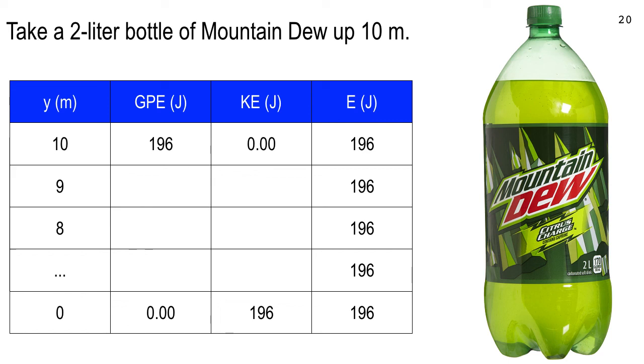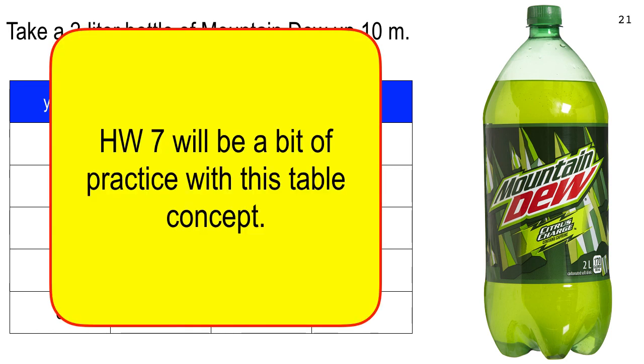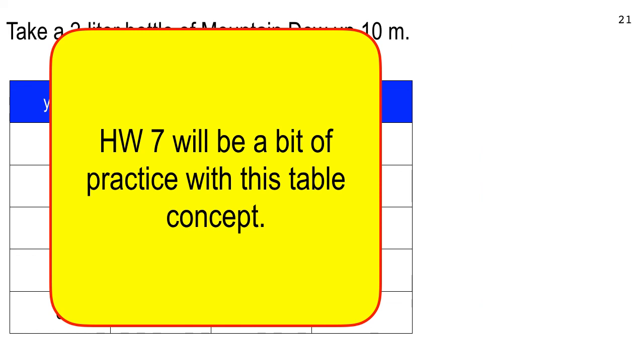And once you get the kinetic energy column, then you can mess around with 1/2 mv squared and figure out what the speed is. That's a brain burner. So I might put a brain burner on your homework 7 tonight. You'll definitely have some practice with this table concept. So you'll have some tables, and I might put a brain burner speed calculation on there.